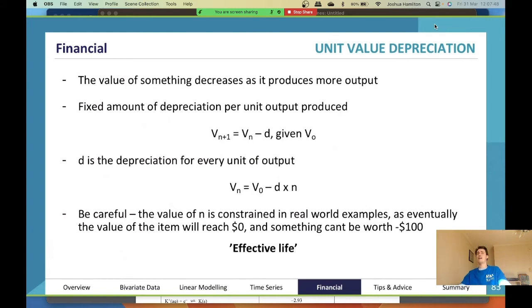It's like a car: as a car travels a set amount of kilometers, it loses a set amount of value. You can't say that your car becomes worth negative money. You don't then just give it to someone and they pay you to take it. That only happens if you crash the car.